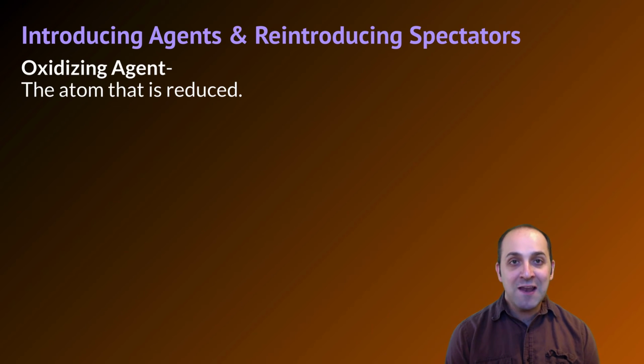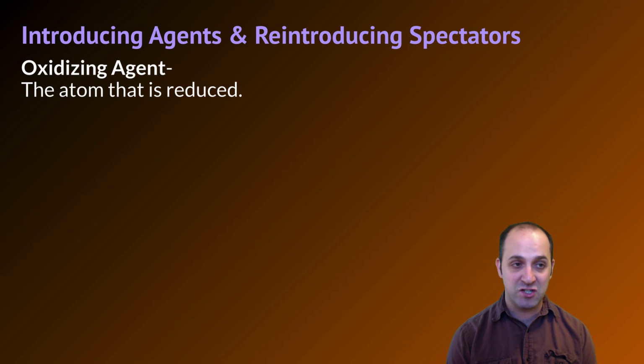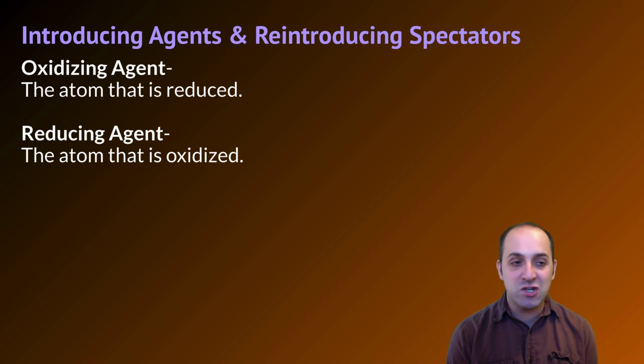Let's add to our notions of oxidation and reduction by talking about agents and reminding ourselves of spectators. The oxidizing agent is the atom that becomes reduced. It's what causes the oxidation to happen. Similarly, the reducing agent is the atom that is oxidized. It's what causes the reduction to happen. I know it's confusing. I apologize, but we can't do anything about it.